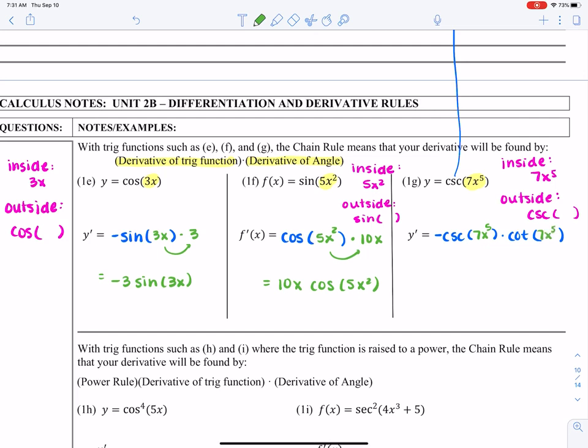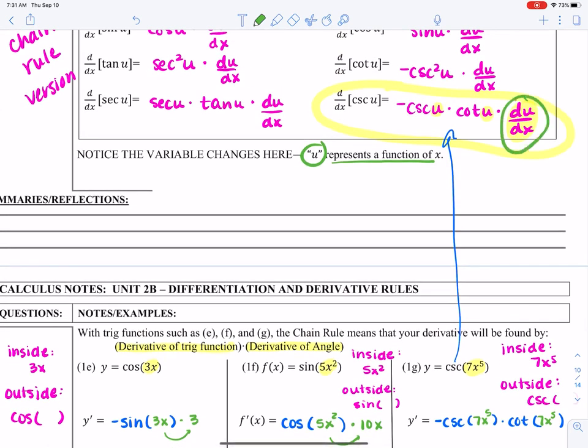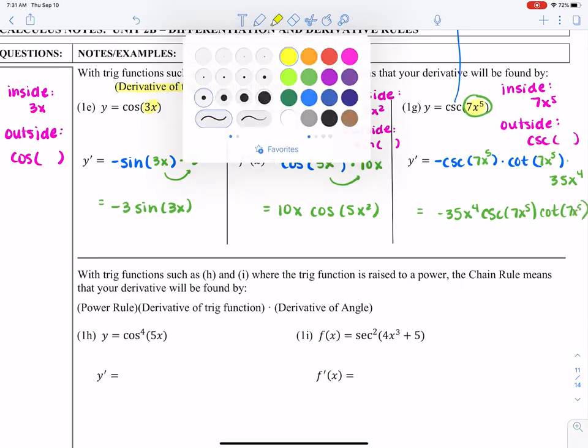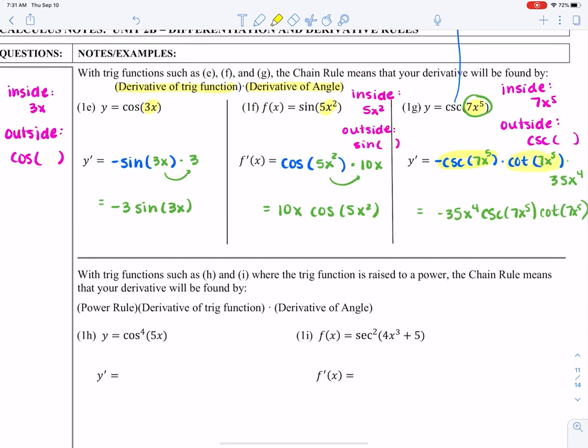But then when I multiply by the derivative, there's only one du dx. So I'm going to multiply by the derivative of this inside function, which is going to give me 35x to the 4th. So you don't necessarily have to rewrite this one, but my final answer will be negative 35x to the 4th cosecant of 7x to the 5th times cotangent of 7x to the 5th. And it's really important that both of these pieces, the cosecant and the cotangent, come from the derivative of cosecant. But there's only one du dx.